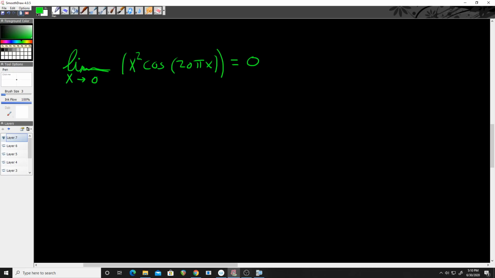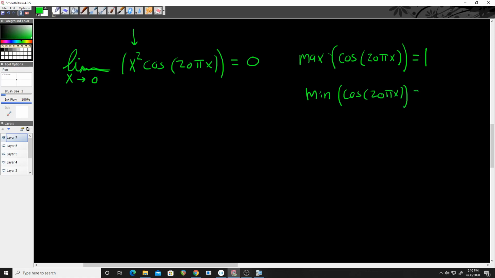Well, first, here's where the bounded part comes in. This x squared is not bounded, but cosine is. So the maximum value of the cosine of 20 pi x is 1, and likewise the minimum value of cosine 20 pi x is negative 1. Cosine is a bounded function. It's bound between negative 1 and 1.